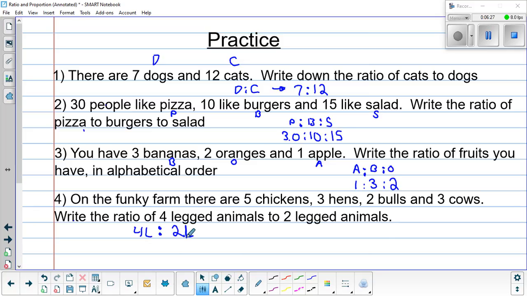So our 4-legged animals, how many do we have? Well, we have 2 bulls, right? They have 4 legs, and 3 cows. So that's 5. And 2-legged animals are the rest. So the 5 chickens and 3 hens, and so that's 8. So in the end, we could say 5 to 8. So once again, just making you use a little bit of knowledge from other subjects. Mostly just life too.